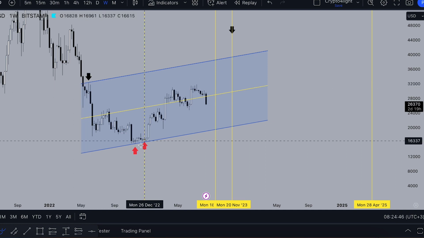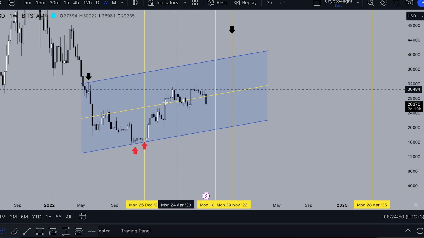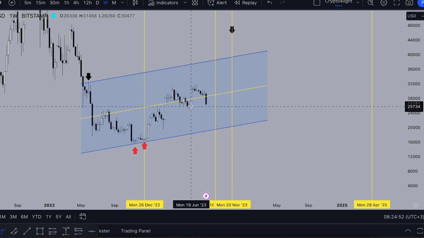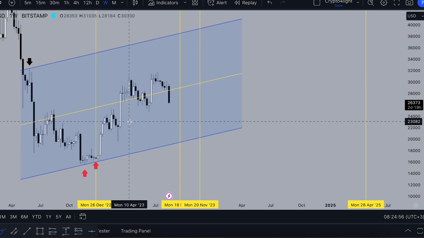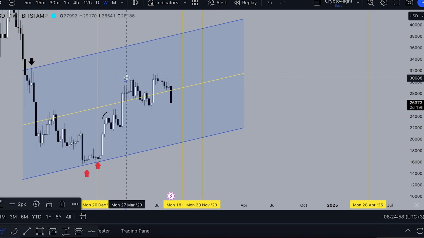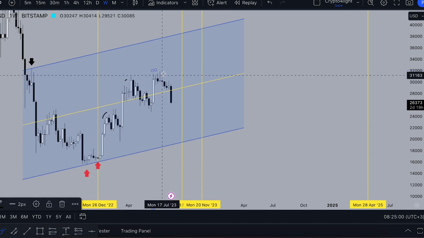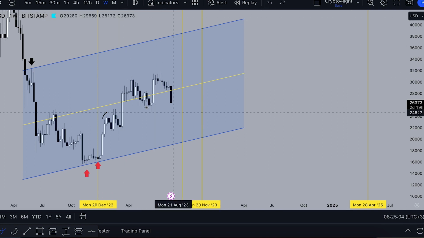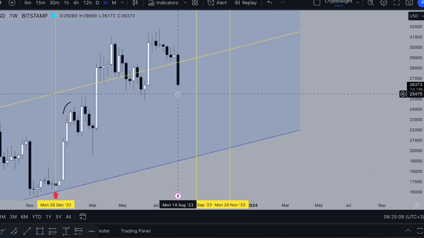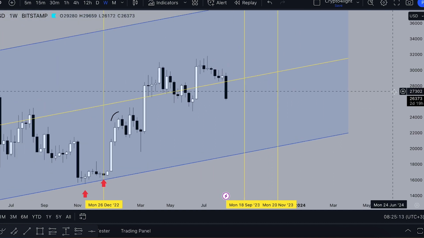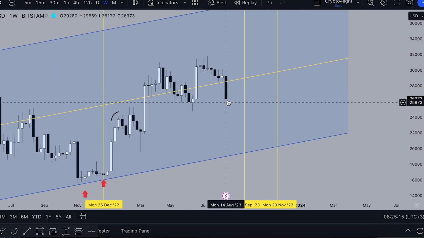We got a top, a touch, a second touch, bounce over, then equilibrium, reject. Maybe we just formed a 3 drives pattern: 1, 2, and 3, but the third one was just a sweep of liquidity of this top. All right, got it. Look, we got a difference between the weekly candles. And now, of course, August and September are the worst months ever for crypto.